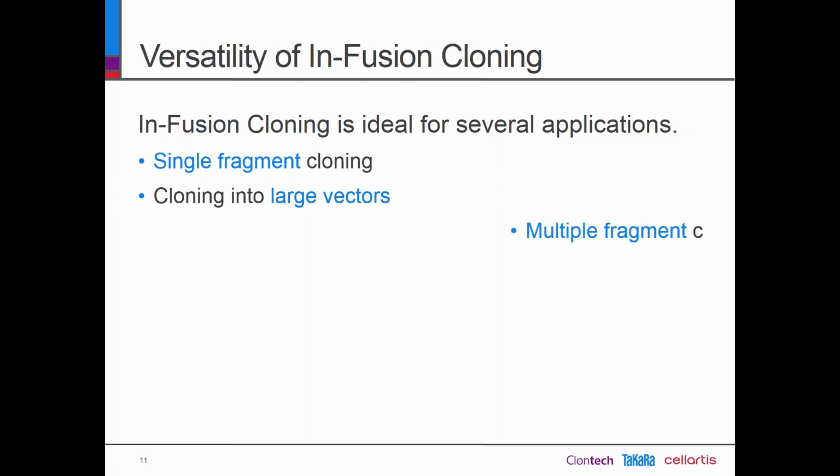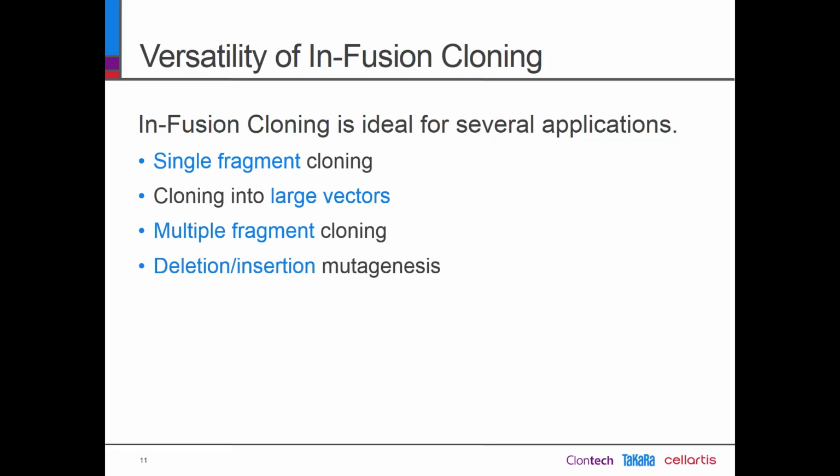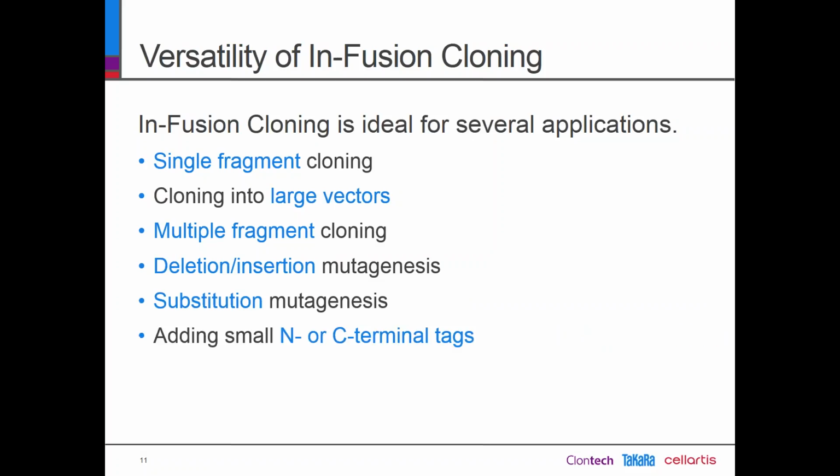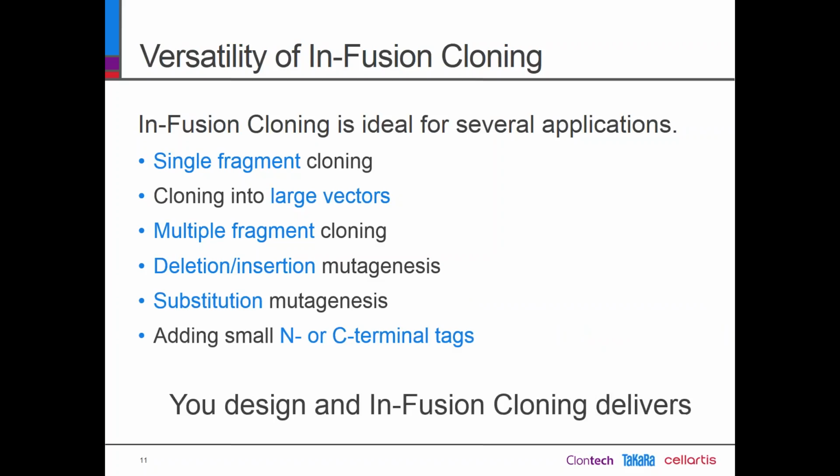You can do multiple fragment cloning. Of course, this opens a lot of possibilities to assemble your gene. You can do mutagenesis as well, deletion, insertion mutagenesis. You can do substitution mutagenesis, where you just switch out a base or several bases. You can also easily add small tags like an N- or C-terminal His tag, for example. It's very easy to do directly with In-Fusion. So you design and In-Fusion delivers.